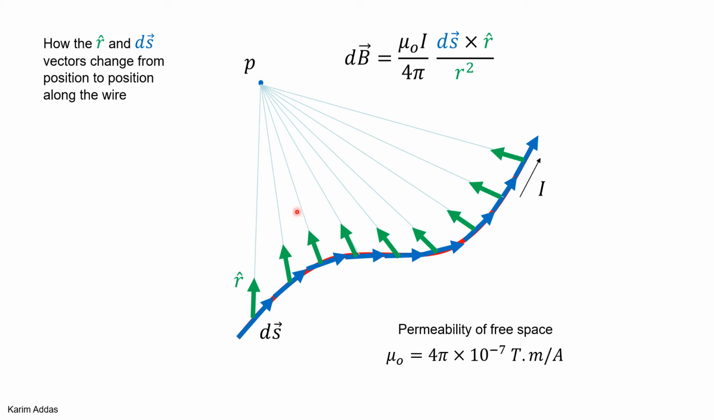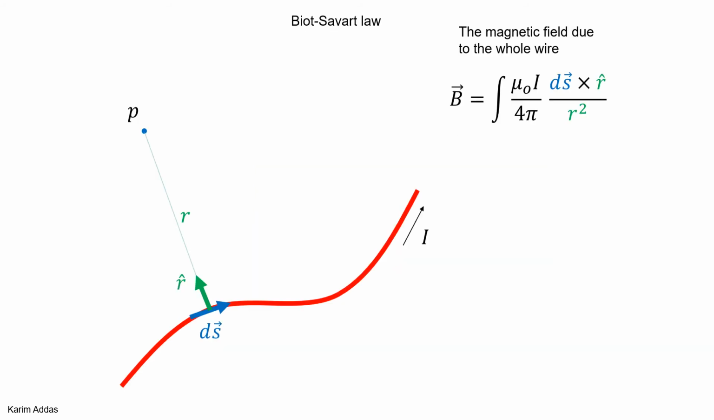So if you want to then get the magnetic field due to the whole wire, you would have to basically add the magnetic field due to this part, plus the magnetic field due to this part, plus this one, and plus this one. And basically then you need to do an integration. So you need to integrate the magnetic field contribution over the whole wire.